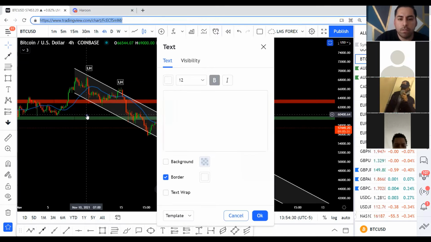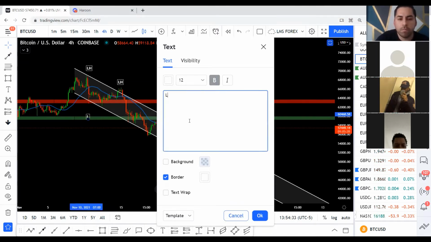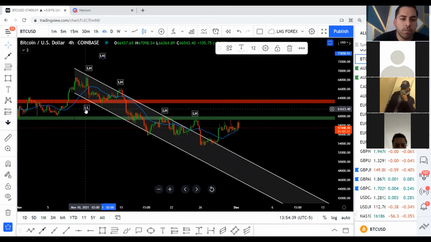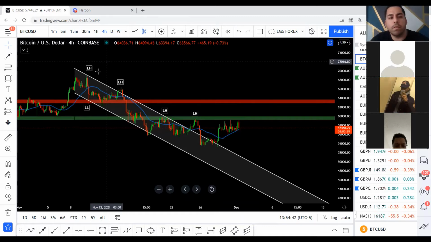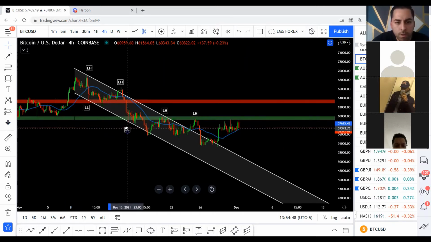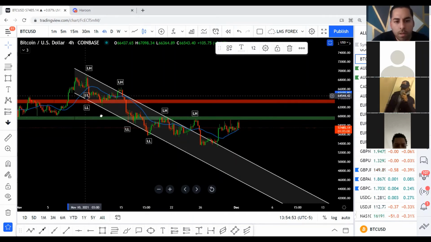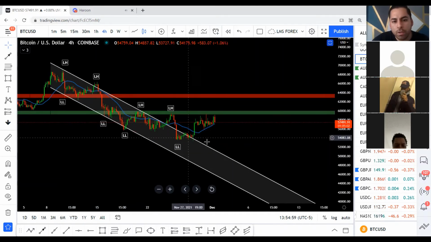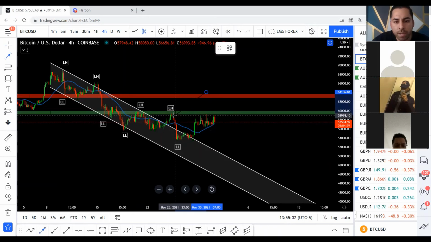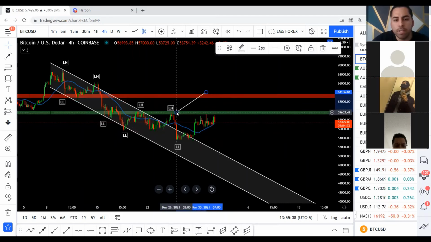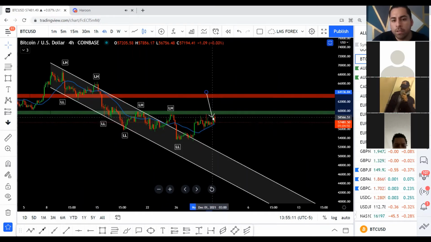Let's see. We have a lower low here. No, this one, copy this. So another lower low, and another lower low around here. So we're creating a downtrend, right? Let me change this now to white. As long as this lower high is respected, we continue in a downtrend.